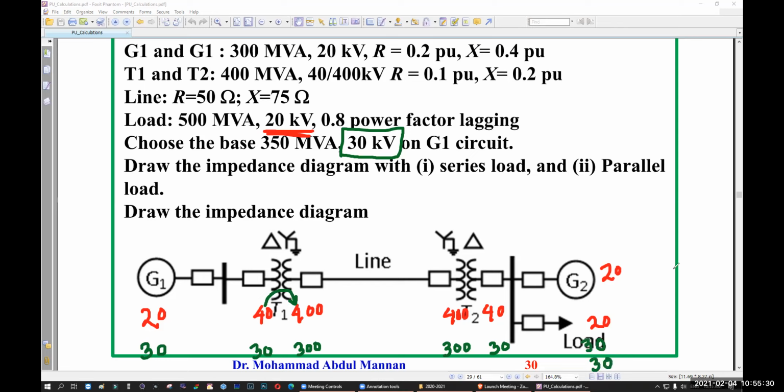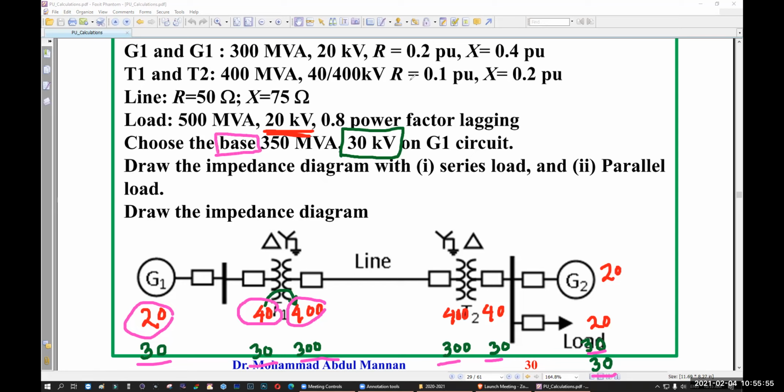30, 30. Now everything is matched, right? Previously nothing was matched. Nothing was the same, right? Nothing was matching it to each other. Now everything is matching. 30, 30, this is 300, this is 300, this is 30, this is 30, this is 30. Understood my point? What is the importance of base matching everything?